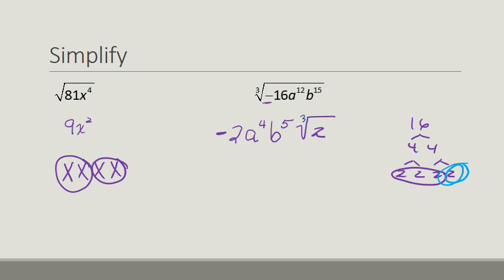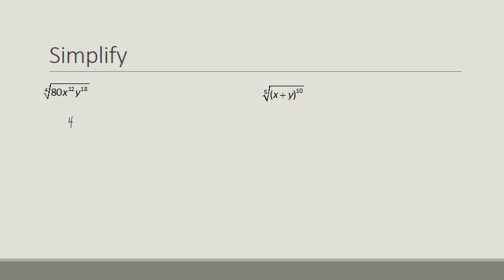Okay, so I divided for your exponents. 12 divided by 3 gives me 4 with no remainder, so that's my exponent on the outside. 15 divided by 3 gives me 5 with no remainder, so that's on the outside. Your remainder would go inside with the exponent. So now let's look at a couple more.